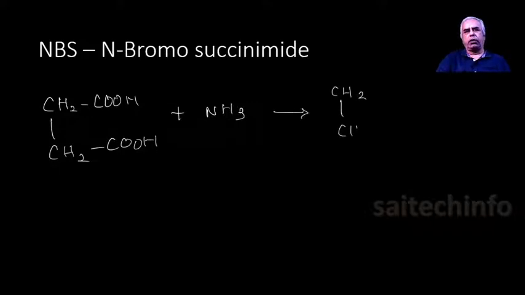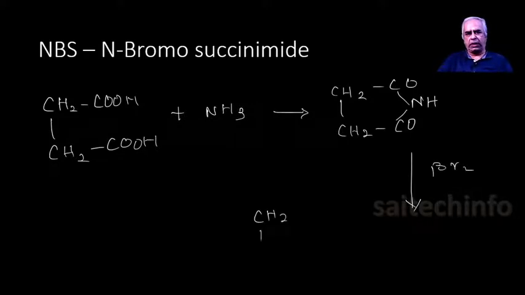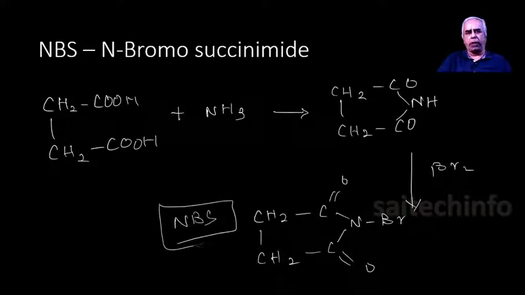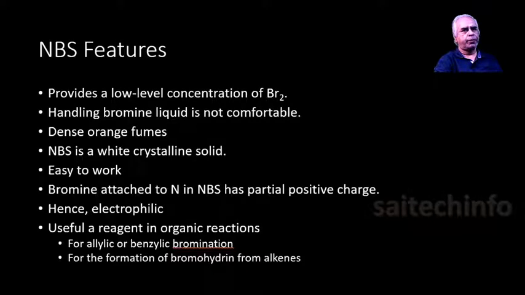On reacting with ammonia, any acid gives amide. So, in this case, dicarboxylic acid combines with ammonia to give imide, so succinimide. On further bromination, you are able to get N-Bromo Succinimide. That indicates bromine is attached to nitrogen. So, N-Bromo Succinimide is a very good reagent in organic reactions.